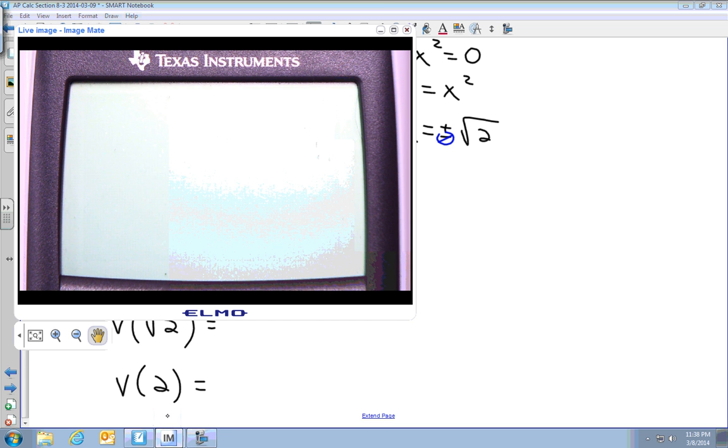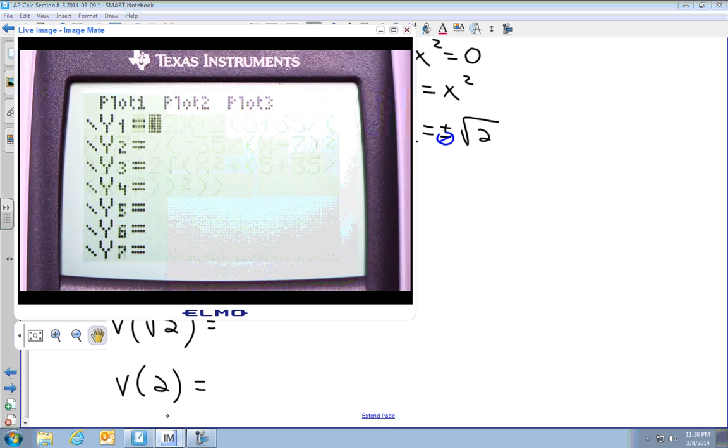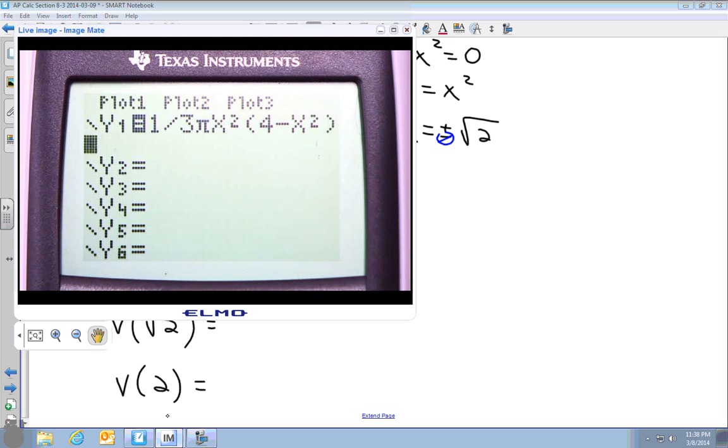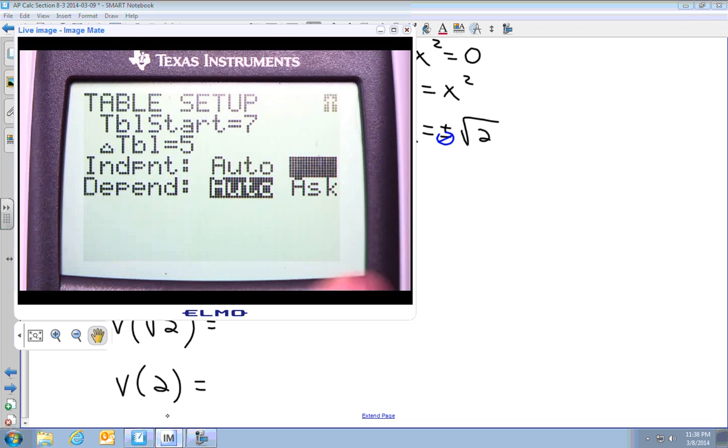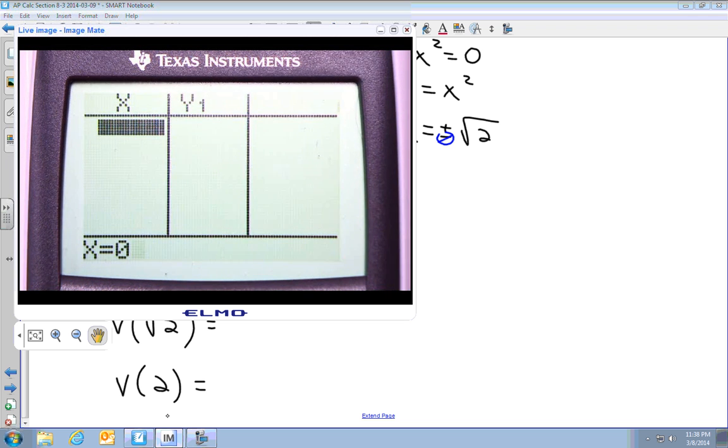But let's just double check what our calculator gives us. I'm going to put into y1 just our equation here for the volume. So we have 1/3 pi times x squared times 4 minus x squared. Now you can put in any one of the formulas that we had written down for volume there. I'll put in this form just because it's easier to write that one. And let's just go to our table, and we will put it into ask mode and have it generate the values at 0, square root of 2, and at 2.